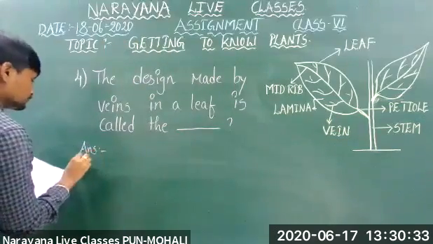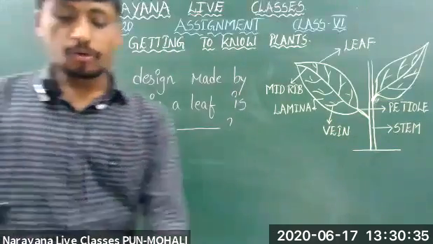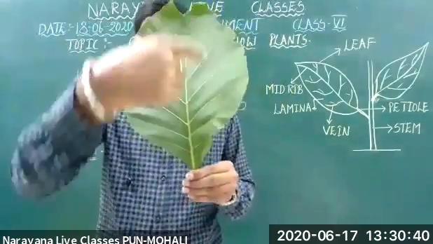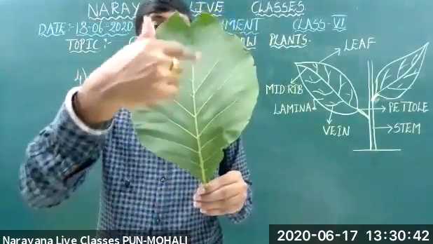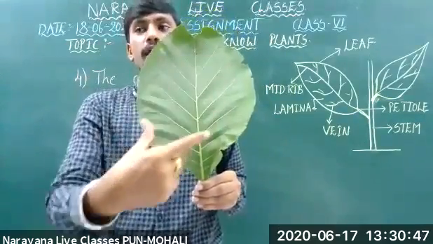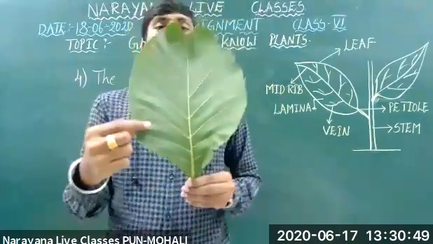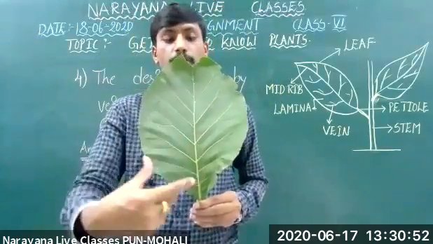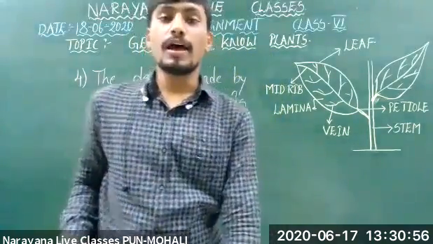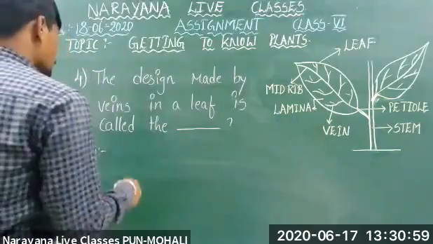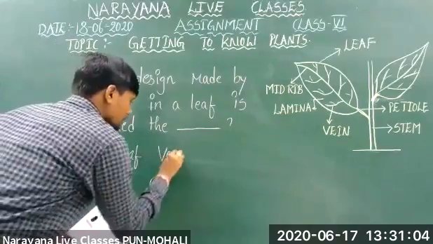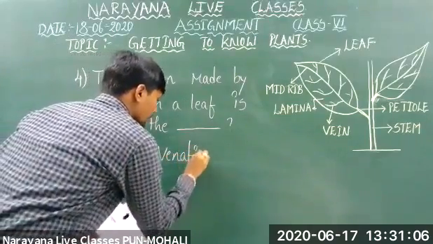So here we can find a design. This is one type of leaf where we can see a network of veins connected together, forming some design. These designs where the network of veins has formed on the leaf, we used to call it venation. Leaf venation.